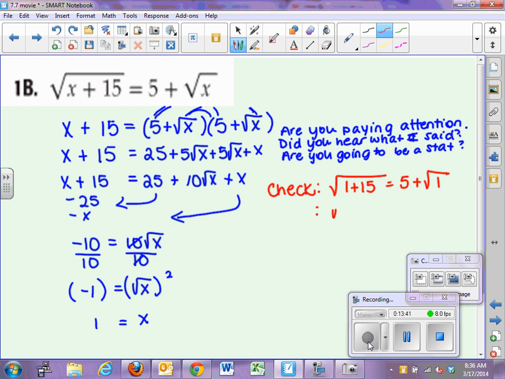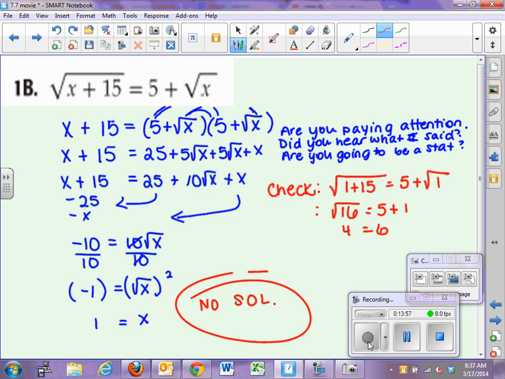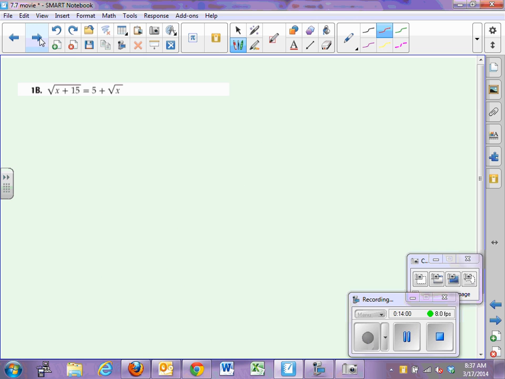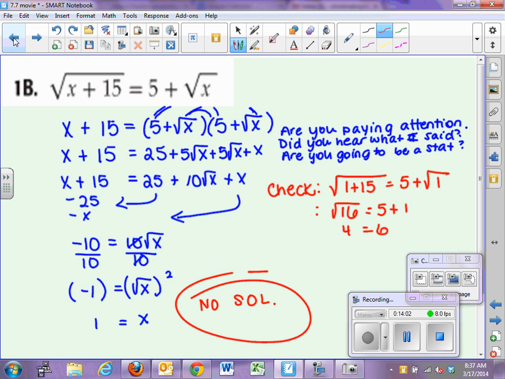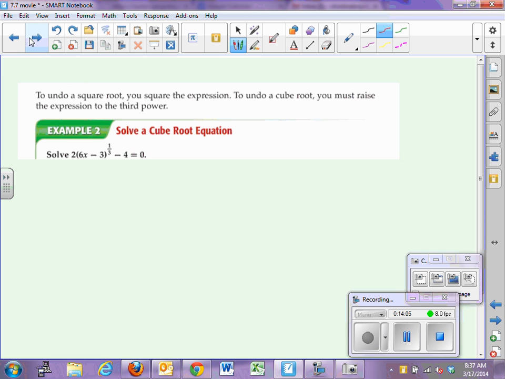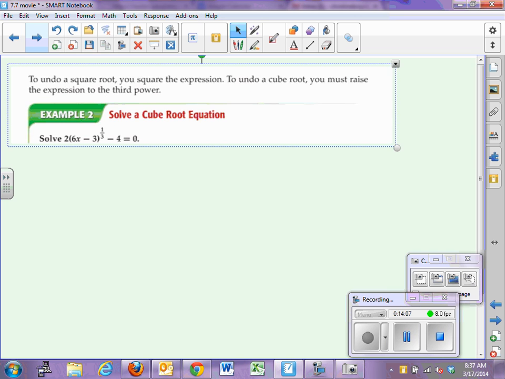All right, so this is the square root of 16 equals 5 plus 1. 4 equals 6. I don't believe this works. I will say there is no solution. I will check this though, because I don't want to make a mistake. Yeah, no solution. We got the same problem, yeah. Well, there's one less problem to do.